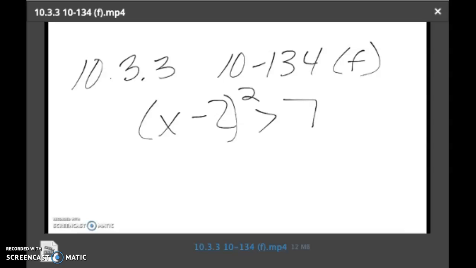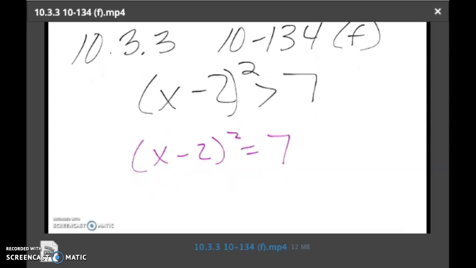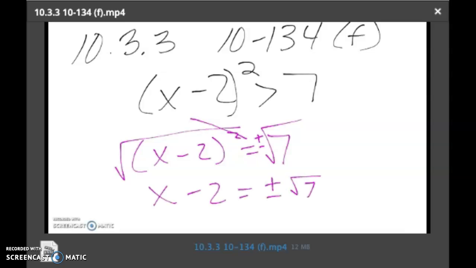So the first thing I'm going to do is solve for the boundary point. I'm going to change my inequality into an equation, set it equal to 7, and then solve for x. So I'm going to undo what's happening to x. First I'm going to take the square roots of both sides, so that gives me plus or minus there. This square root undoes my square. So I have x minus 2 equal to plus or minus the square root of 7.